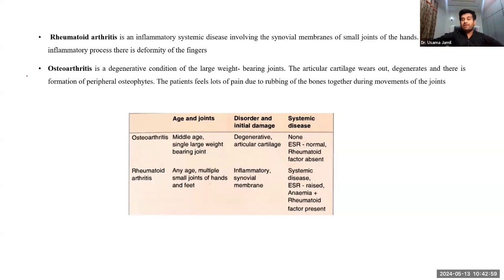They might have severe pain in their hip joints, in their knee joints, and in their ankle joints. So in osteoarthritis, the main joints that get affected are the weight bearing joints, and it is mainly a degenerative disease of old age.